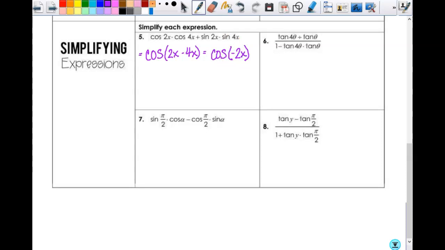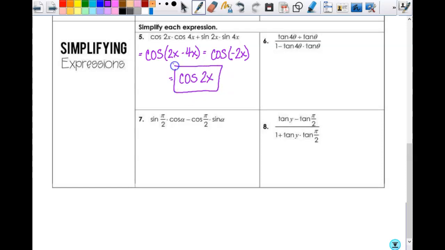But I don't get to leave a negative argument in there. So when I look back at my reference chart, the cosine of negative theta is equal to cosine of theta, so this is cosine of 2x. Okay.